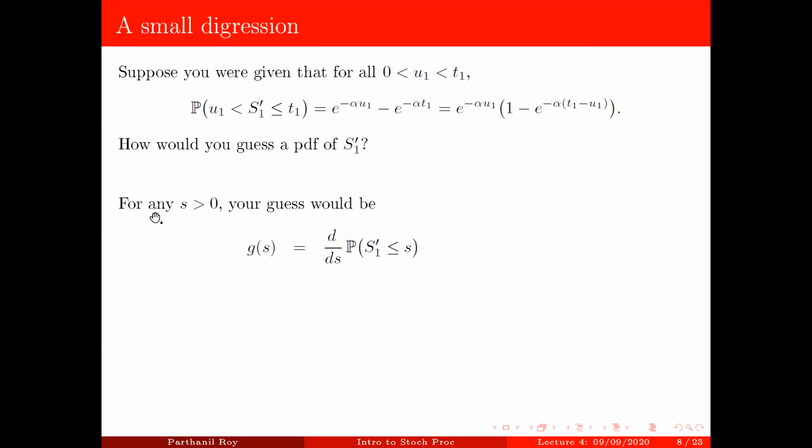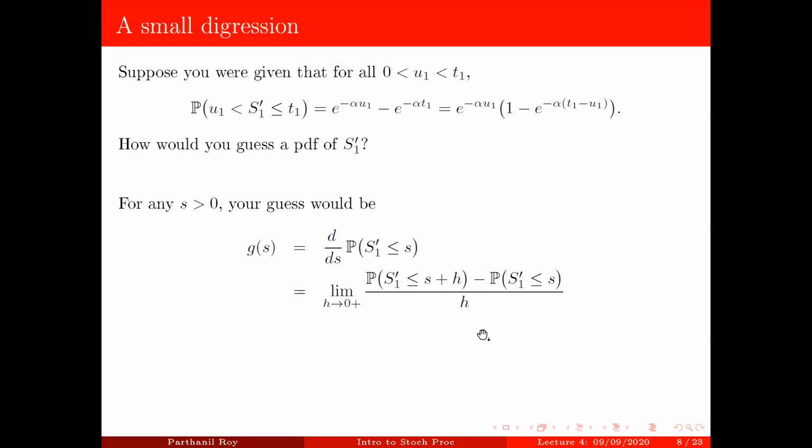The trick is to understand that for any S positive, of course, S1 dash has range positive. So for any S positive, your guess would be that the density is the derivative of the cumulative distribution function of S1 dash. If you write it longhand, this is nothing but the limit as h goes to 0 of the cumulative distribution function evaluated at S plus h minus the cumulative distribution function evaluated at S, divided by h.